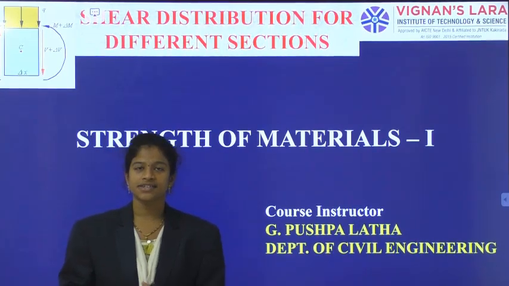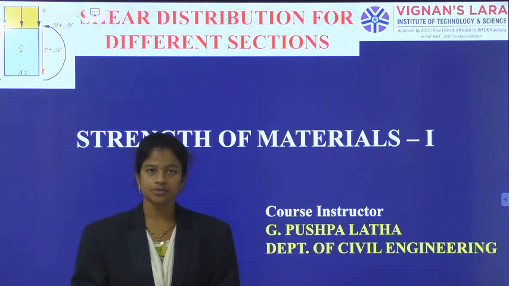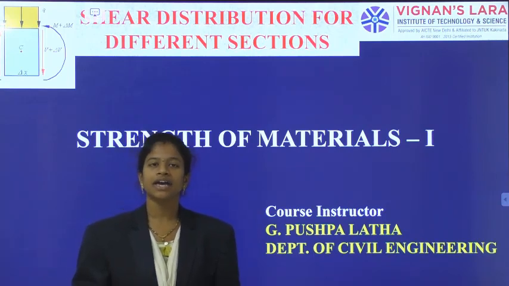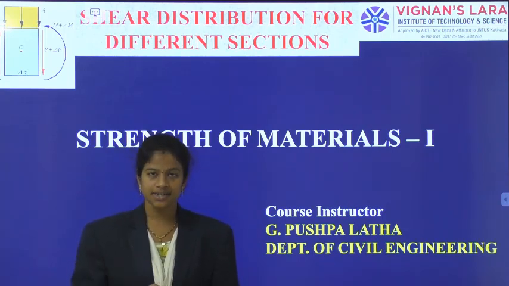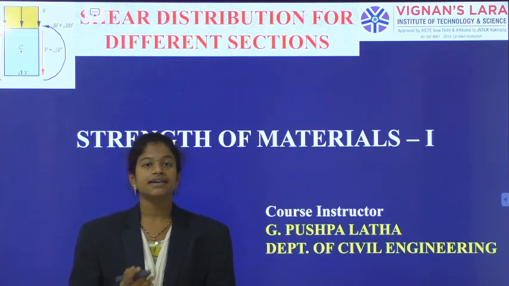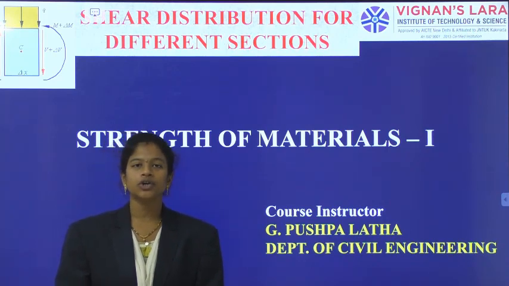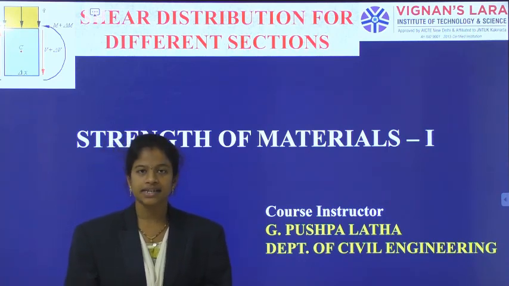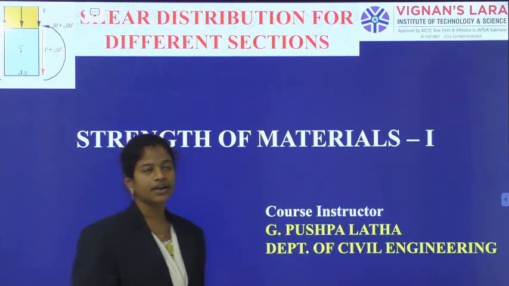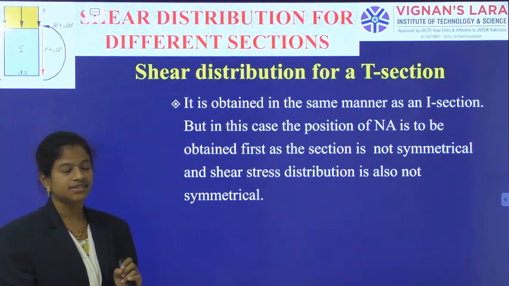Students, welcome to the next session of Strength of Materials 1. In the previous classes, we have generated shear stress distribution for the various sections. Then we have completed overall shear stress distribution for the rectangular, circular, symmetrical I section and unsymmetrical I section. Right? Now we are going into one more unsymmetrical section, that is T section. Right? First, what is the thing in T section's shear stress distribution?